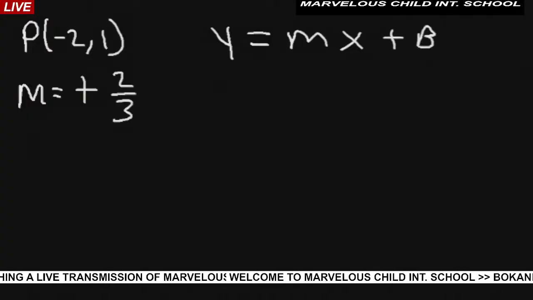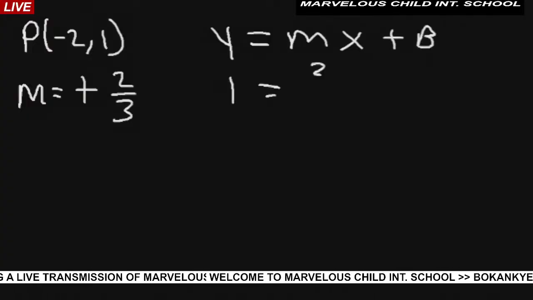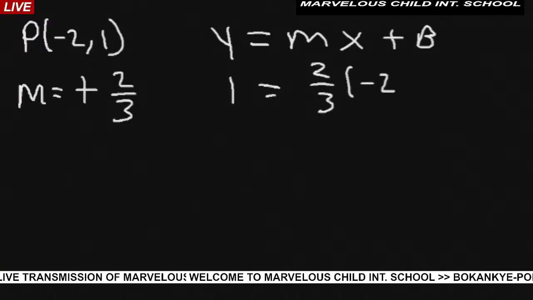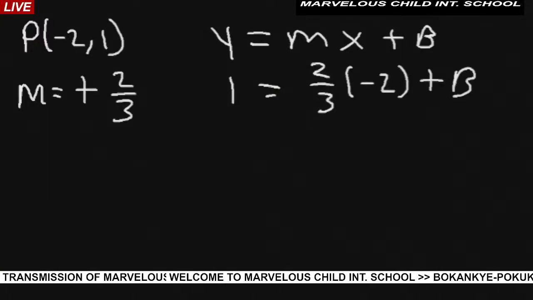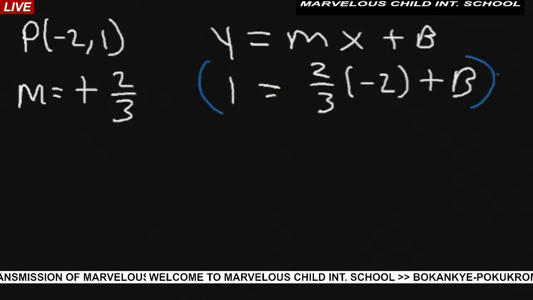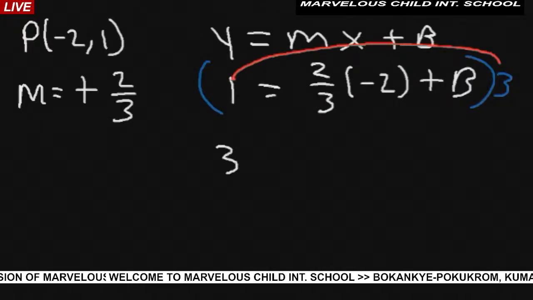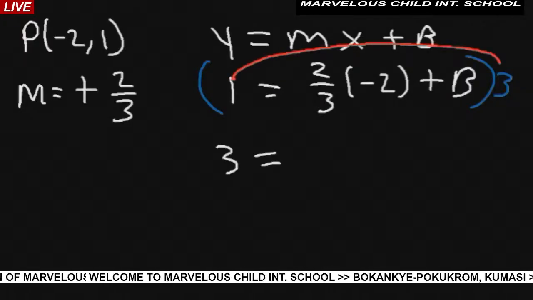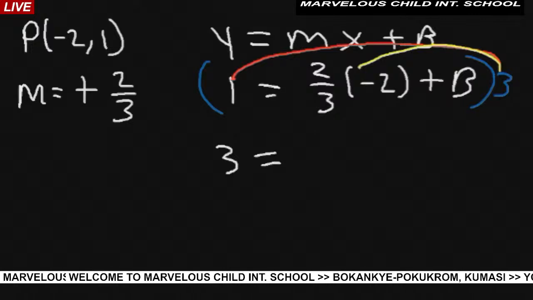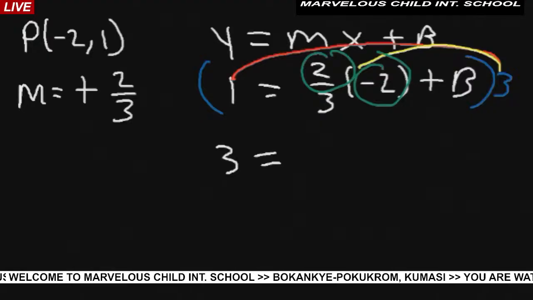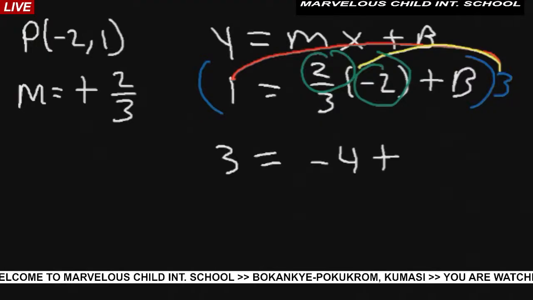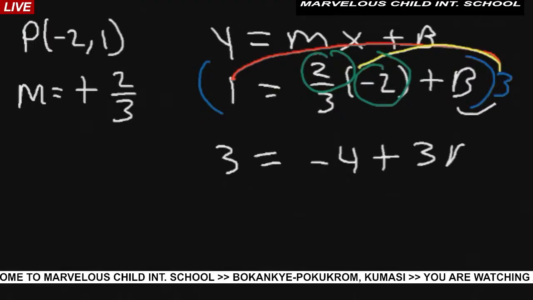So let's replace y with 1, m with 2/3, and x with negative 2. Now to get rid of the fraction, let's multiply everything by 3. So 3 times 1, that's 3. 3 times 2/3 times negative 2, the 3's will cancel. And so what we have left over is 2 times negative 2, which is just negative 4. And then 3 times b, which is 3b.